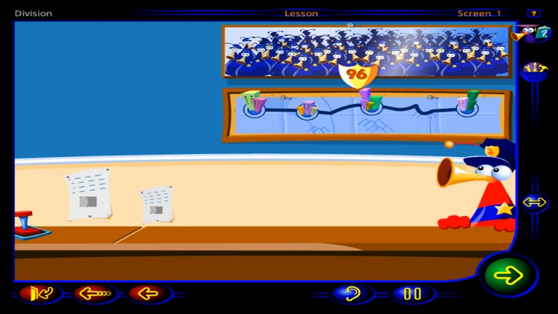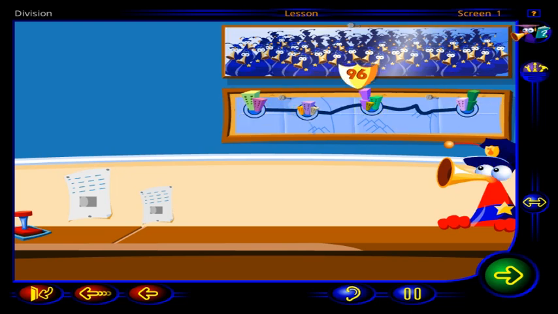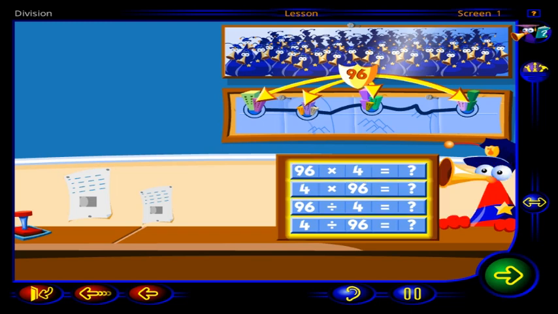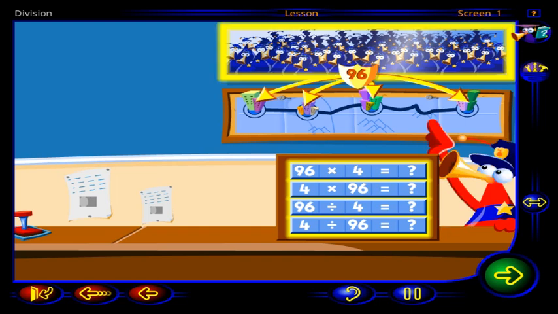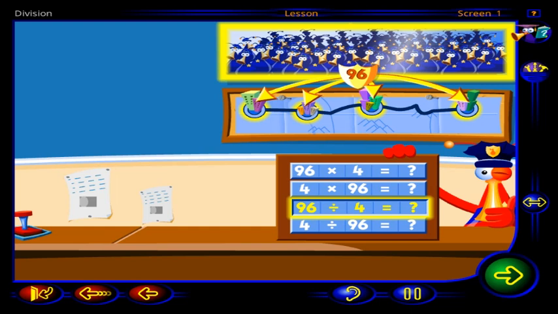I see. There are 96 police officers and 4 towns in your area. You have to send the same number of officers to each town. Which number sentence can you use to find how many officers go to each town? Click on a number sentence, then click OK. That's right. You can use this number sentence.